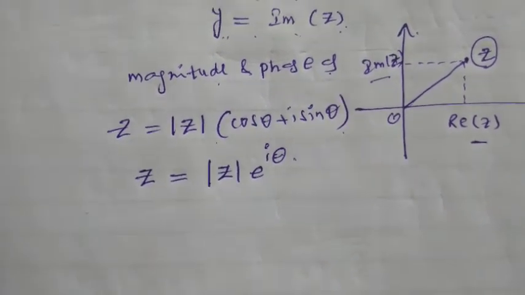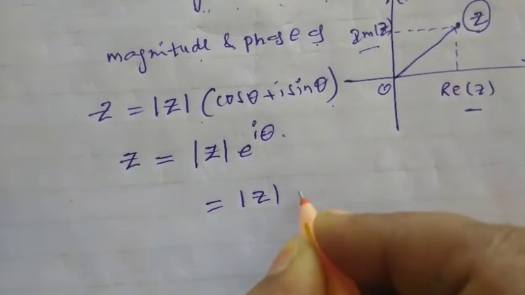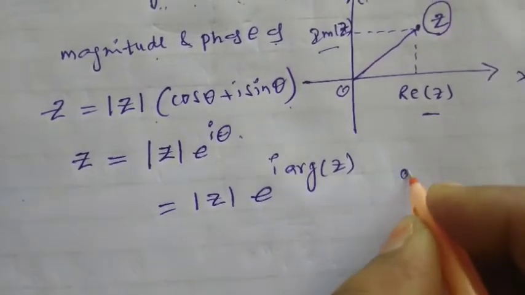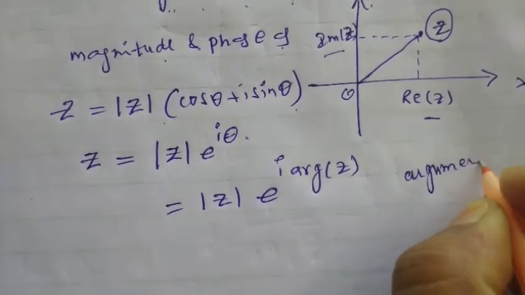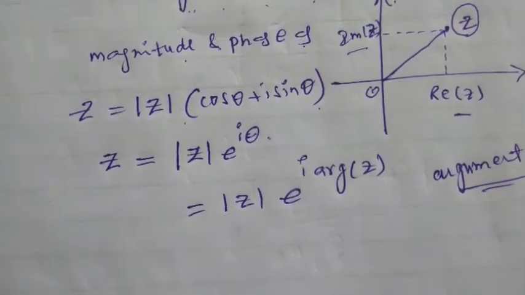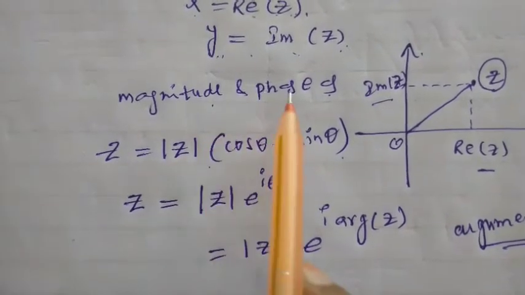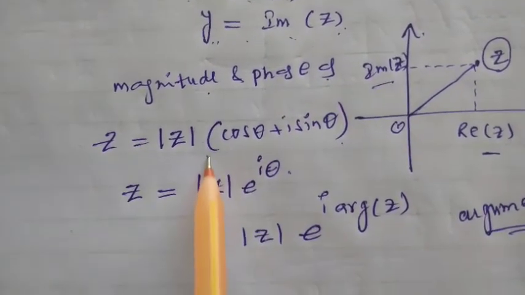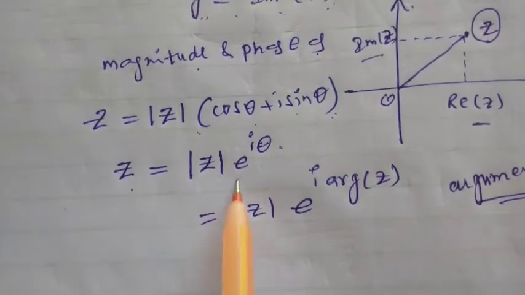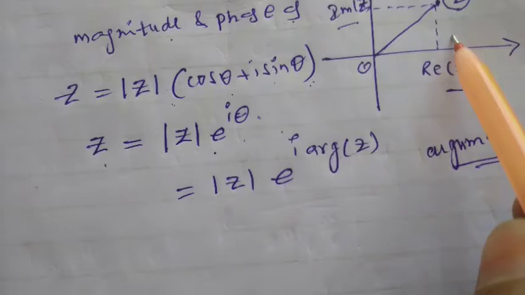Here theta is the angle, so that can be written as z equals e power i arg of z. Arg means argument; sometimes the angle is called the argument. So the representation of a complex number in terms of magnitude and phase is z equals mod z (cos theta plus i sin theta) and z equals mod z e power i theta.